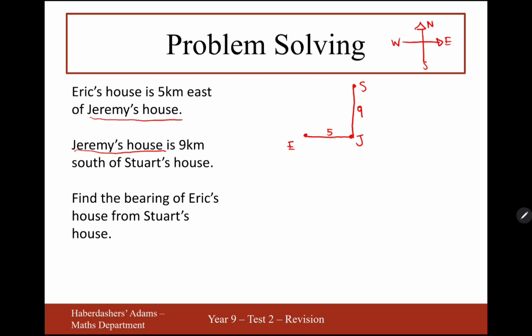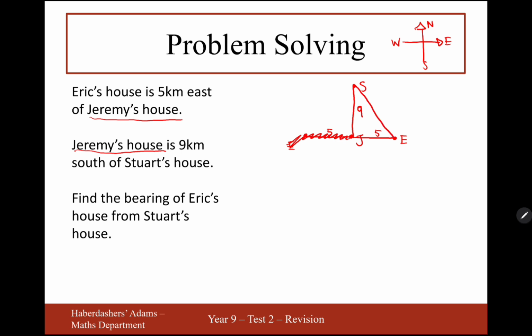And in this case here, Eric is east of Jeremy's house. No, I've done that wrong, haven't I? Eric is east of Jeremy. So no, Eric is on the other side here. Eric is over here. 5 kilometers. Yeah, that makes sense now because Eric is east of Jeremy. Let's connect those two together with a line.